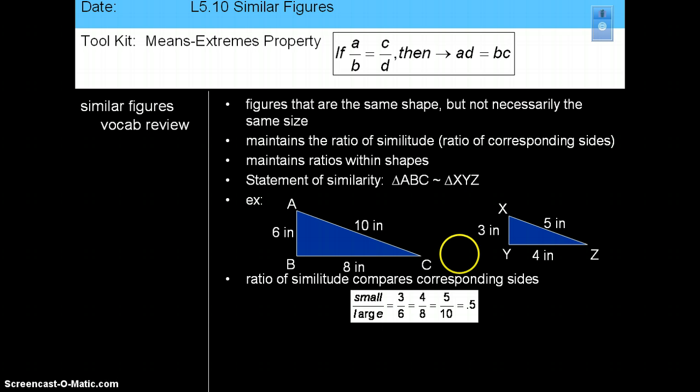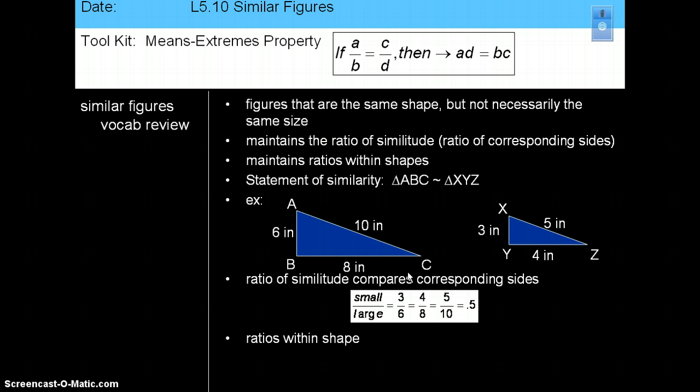The corresponding shorter legs are 3 to 6. And then we have the corresponding longer legs, which if we go small to large compares the 4 to the 8. And then we have our corresponding hypotenuse, which would compare small to large, 5 to 10. So each of those ratios is an equal ratio of similitude. They are all equal to 0.5.